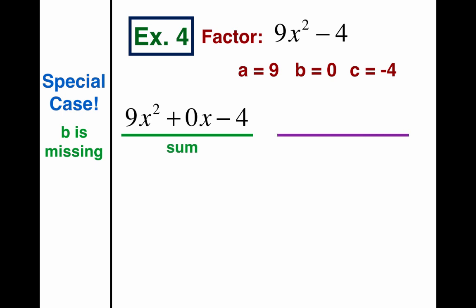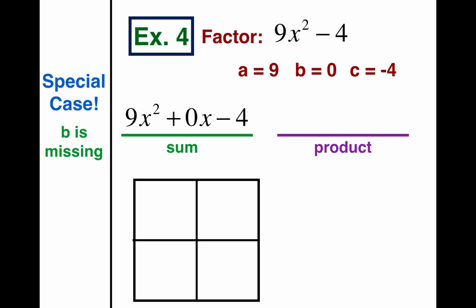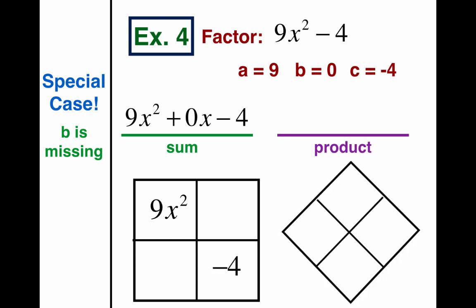Now I have my sum. I'm going to turn it into my product by going through that process, which we're getting pretty good at. We've done a lot of videos on this. So what do I do? I put the 9x squared in the corner. I put the minus 4 across from it. I make my diamond. I multiply 9 times negative 4. I get negative 36x squared. And then what goes in the bottom of the diamond? The 0x. That's why we needed that. The 0x is going to go in the bottom of our diamond.